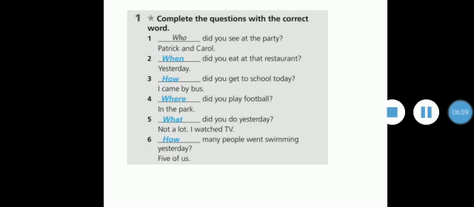Number 3, I came by bus. Here we're asking about the manner of something. How did we do this thing? So how did you get to school today? I came by bus.